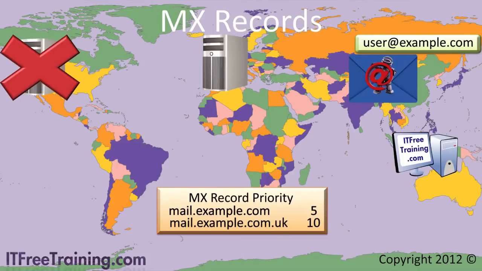Regardless of the case, remember, lower priority MX records will be tried first. Don't confuse priority with load balancing. If the server with the lowest priority is online, then all email for that domain will be sent to this server. The last record I will look at is the PTR record.